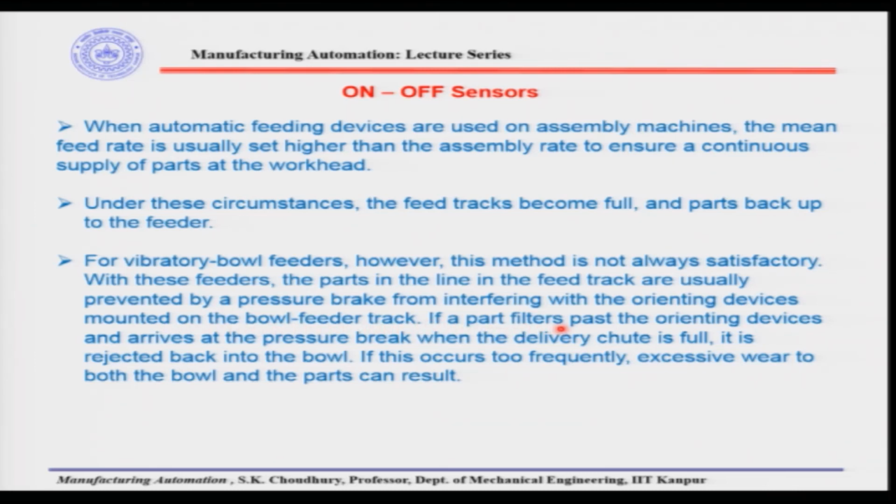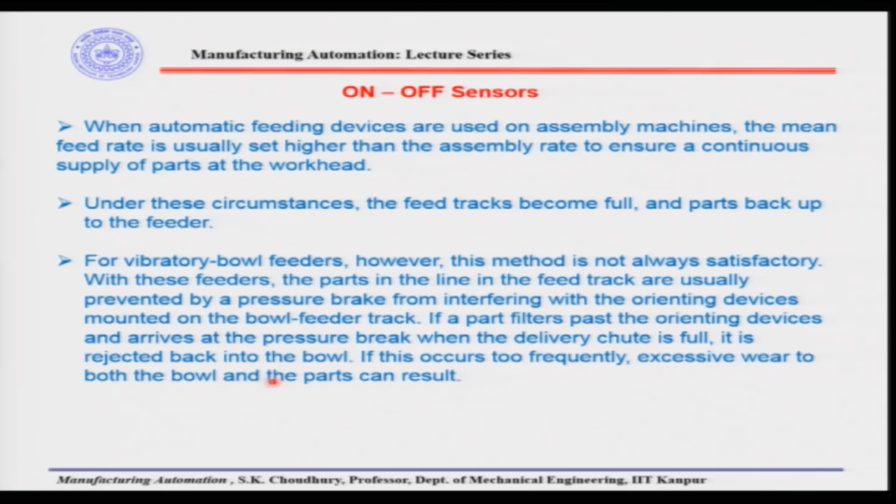If a part filters past the orienting devices and arrives at the pressure brake when the delivery chute is full, it is rejected back into the bowl. If this occurs too frequently, as I discussed, excessive wear to both the bowl and the parts can result.